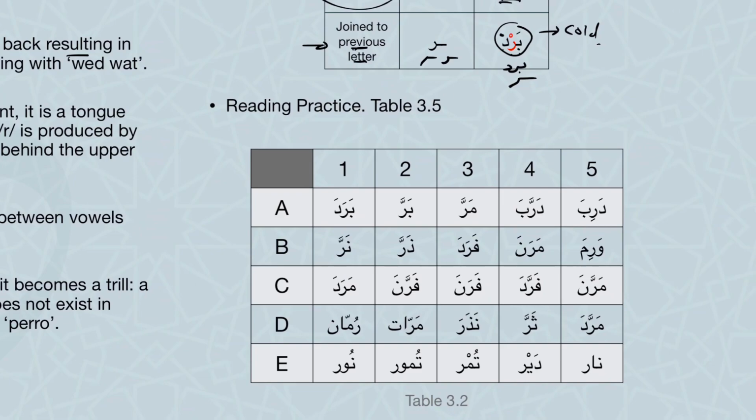No one wants to read. Okay, so, reading practice. Row A, sorry. Anyone wants to take row A? No one wants to take row A. Okay, I'll do it then.